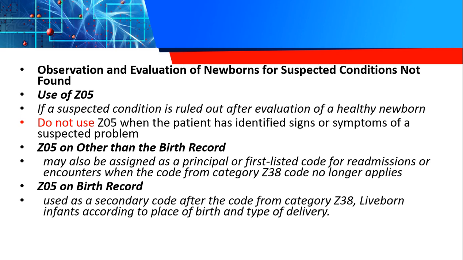Now, your Z05 should always be a first listed, but sometimes if it's coded with Z38, Z38 can be your primary. Your Z05 can be a primary or can be a secondary code. It should always be a primary if Z38 is not applicable. But if Z38 is applicable, Z38 should always be your first listed, as I mentioned in the earlier slides.